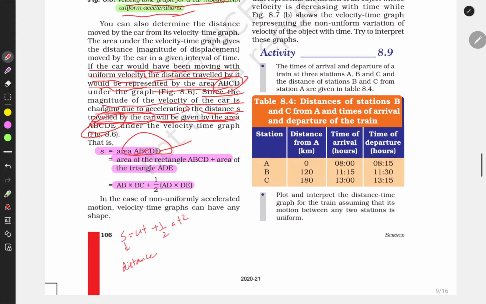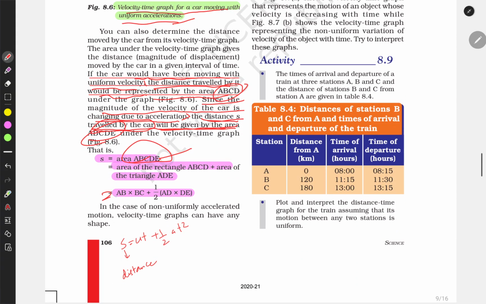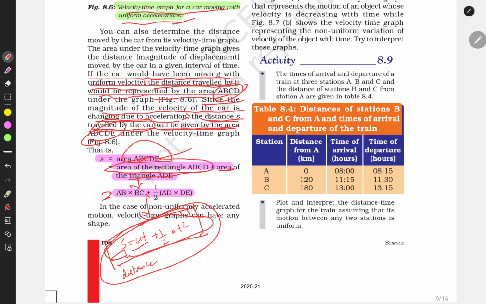we can find the distance, and s is equal to the rectangle area plus the triangle area. This comes to this, and this is how we have a formula which we will discuss in higher classes, which is s equal to ut plus half at square. This is how the formula comes. This is called the laws of motion.